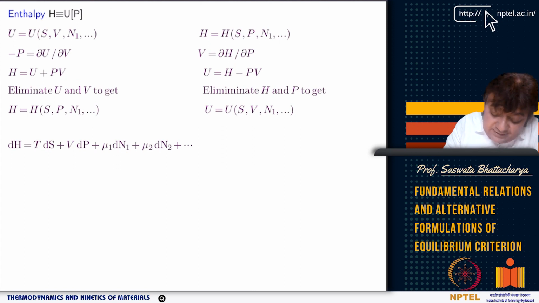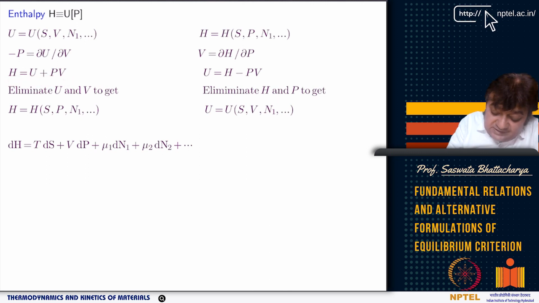Now what we are doing is s remains, we do not touch s, but we are touching the other slope, which is del u del v, which is minus p. So h is written as a function of s, but v is replaced by its conjugate, right? And then we have n1 and so on. So minus p equals del u by del v, and h is nothing but u plus pv, right?